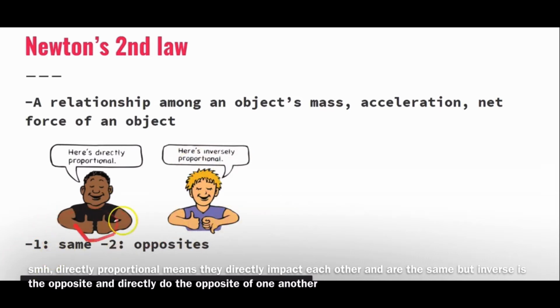So if you move both your thumbs up 10 meters, they would both go up 10 meters. But for the inverse, this would go up 10 meters and this would go down 10 meters. Do you understand what I'm saying? Because I feel like I'm just talking.